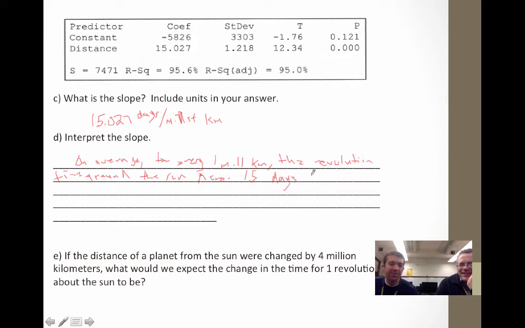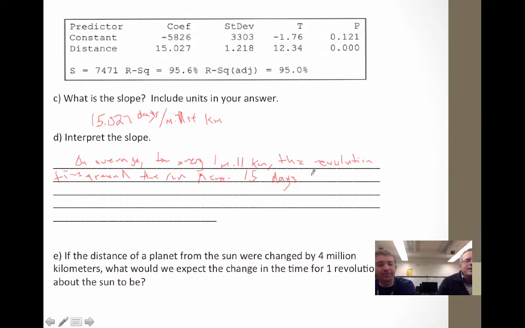This is more of a radio moment when you're writing with the pen. All right. So again, on average, for every 1 million kilometers increase in distance from the sun, the time around the sun would increase by 15 days. Gotcha.